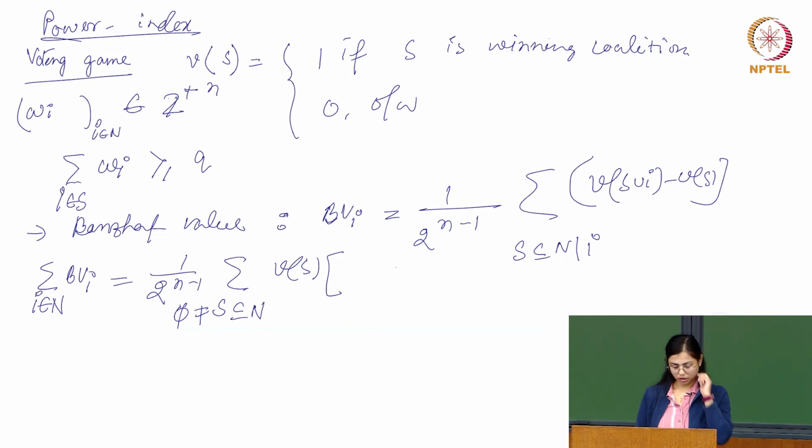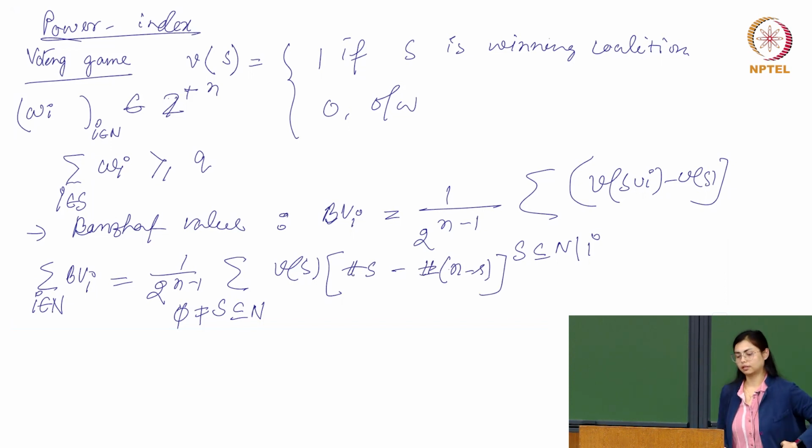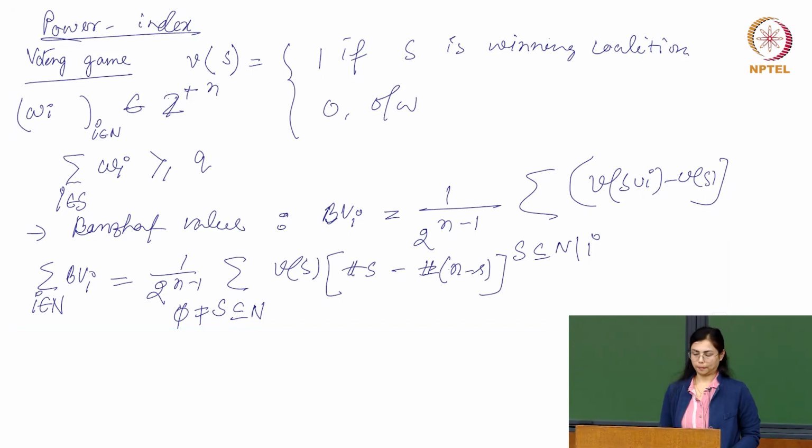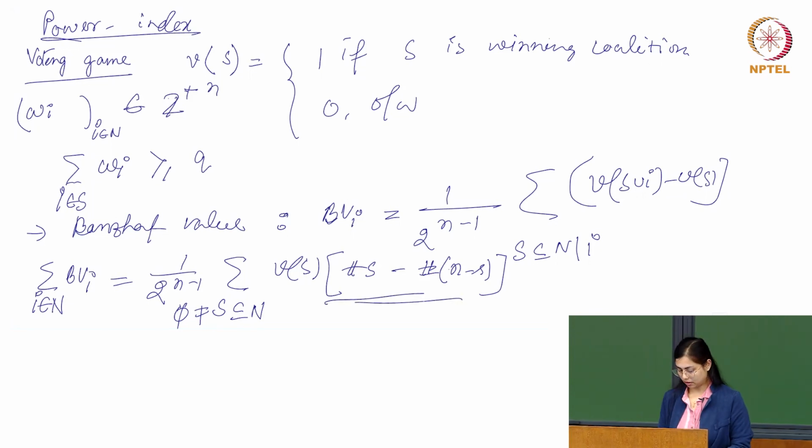It is actually the number of players in S, I guess, right? And minus the number of players in n minus S. It is something like that, right? So when you sum overall, you will have this kind of expression. Probably this expression might not be true. I am not sure.